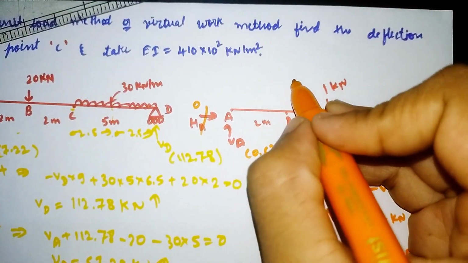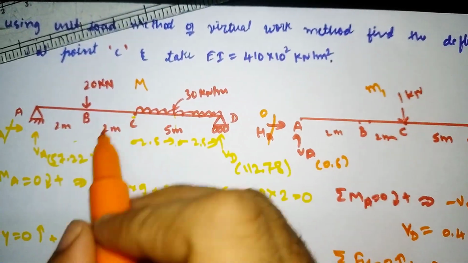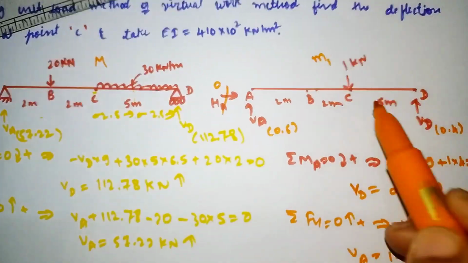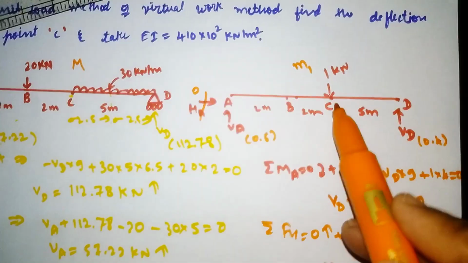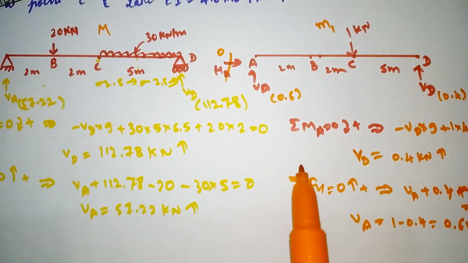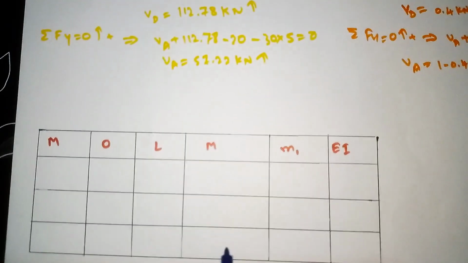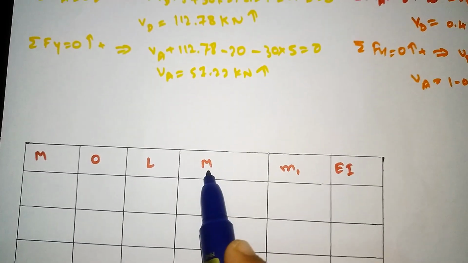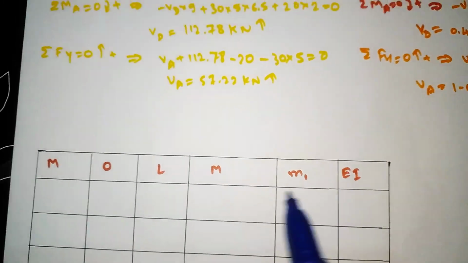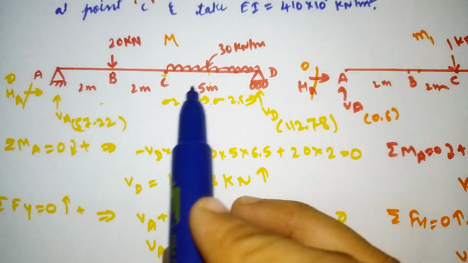So we call it M1 and capital M. Capital M is nothing but the moment of the actual diagram, and our M1 is nothing but the moment of the 1 kilonewton we have applied. So now what we have to do is draw a table. I will show you. See here, like this we need to draw a table. Here the member, origin, limit, and moment capital M, small m1 and EI. Member is nothing but however many members we have: AB, BC and CD. So we need to write it here.